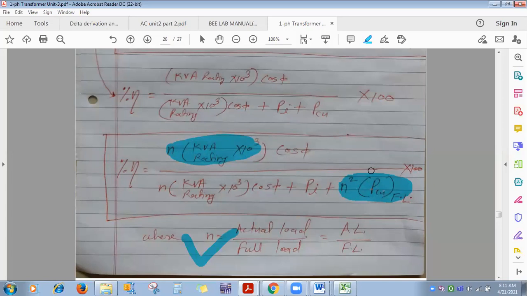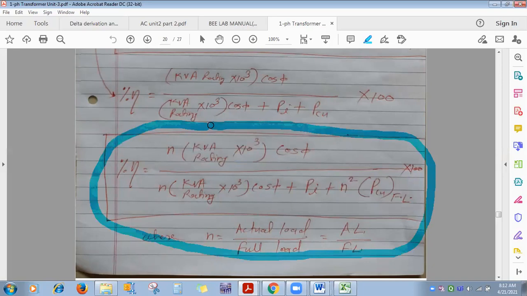How? By using n square times full load copper loss, and by using n into kVA rating into 10 to the power 3, you will get the kVA rating for that particular load. Okay, so this is the benefit. So only one formula for efficiency. All of you please keep it in your mind. Numericals on this are included in your syllabus.